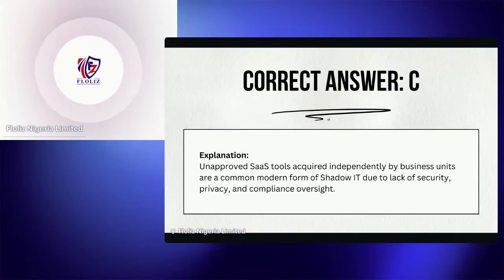The answer is C. Unapproved software as a service tools acquired independently by business units are a common modern form of shadow IT due to lack of security, privacy, and compliance oversight.